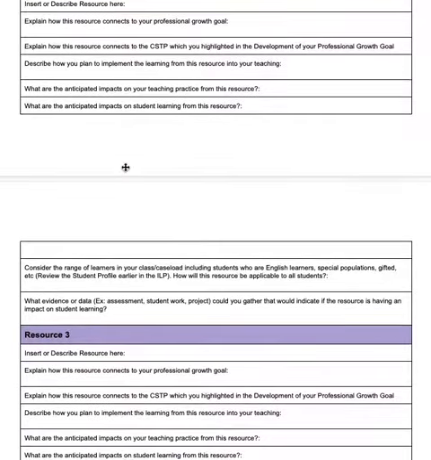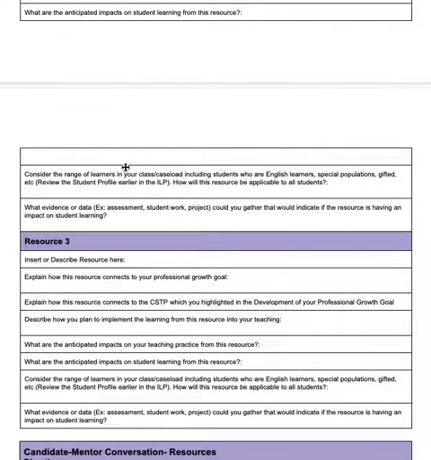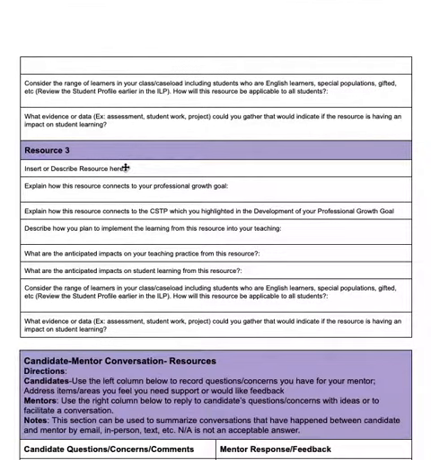Resources 2 and 3 can be a variety of sources such as professional development workshops, trainings, websites, books, scholarly articles, conferences, etc. For each resource, you will be asked specifically how it relates to the growth goal you have developed, including questions about anticipated impacts on teaching and student learning, as well as the types of evidence you can gather.